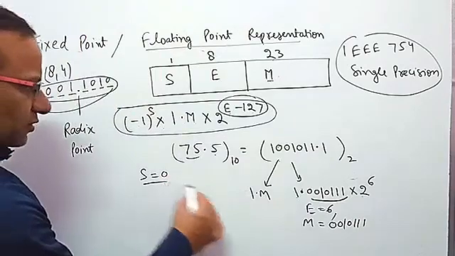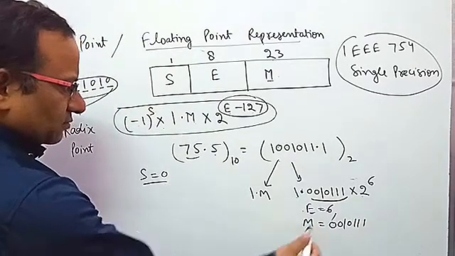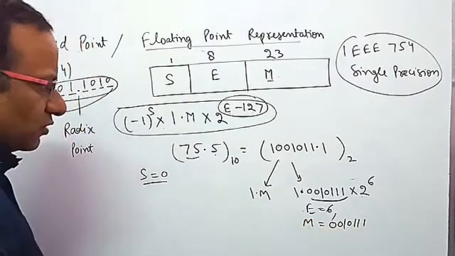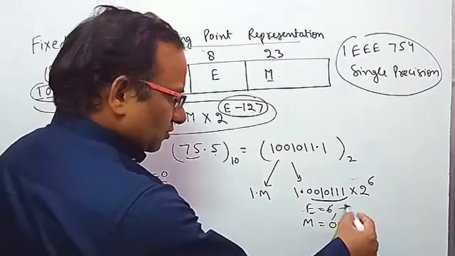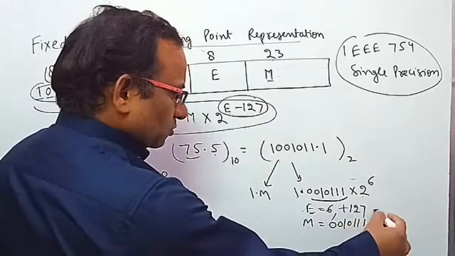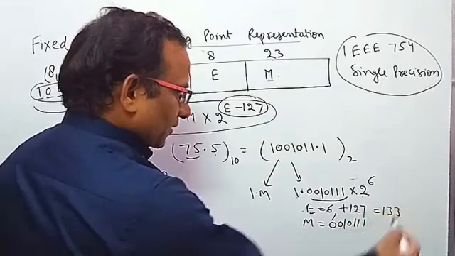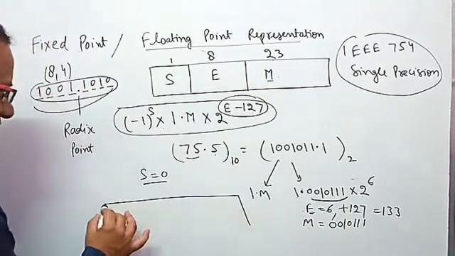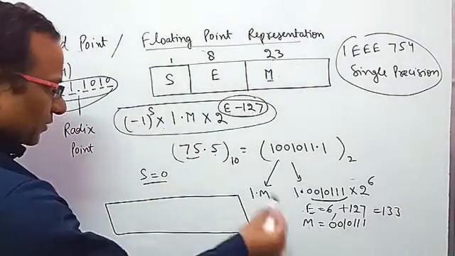So we have the sign bit, exponent, and mantissa with us. Now the exponent is stored in excess 127, so we need to add 127 to this exponent of 6 to get 133. Now simply write this number in this format.